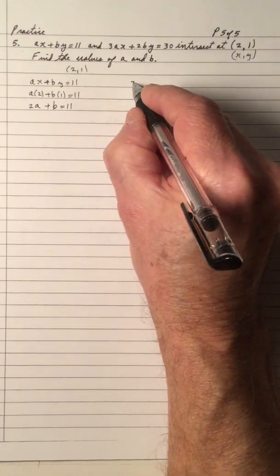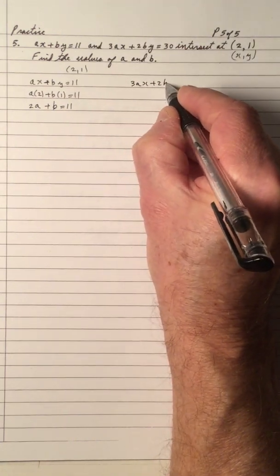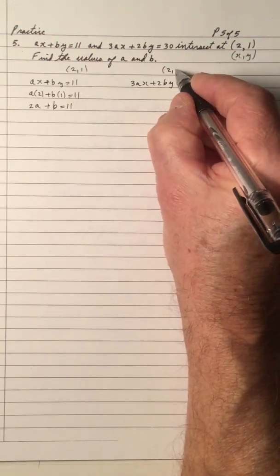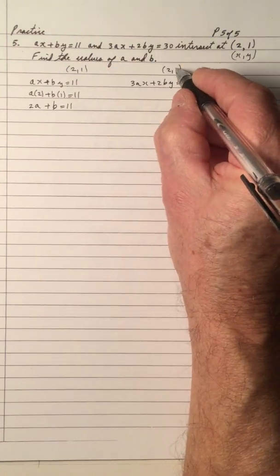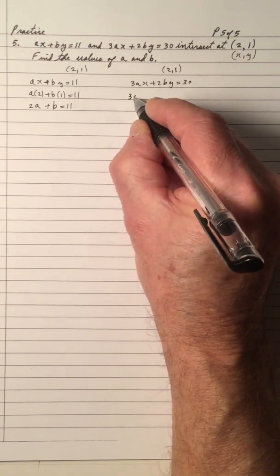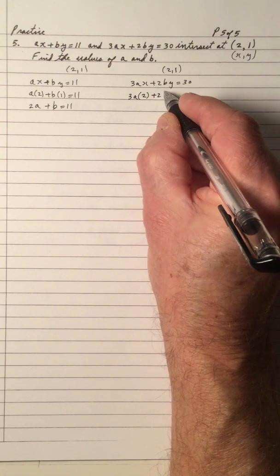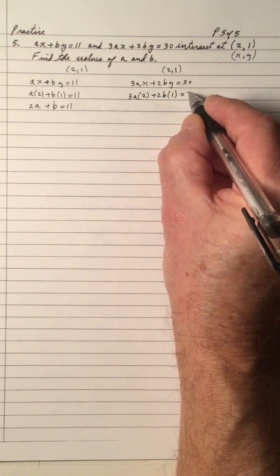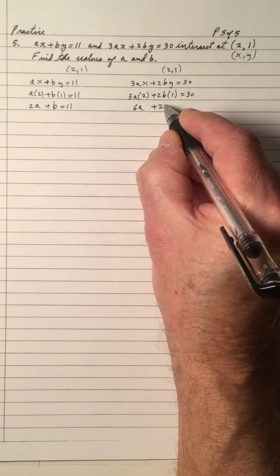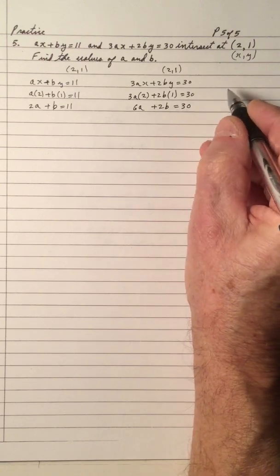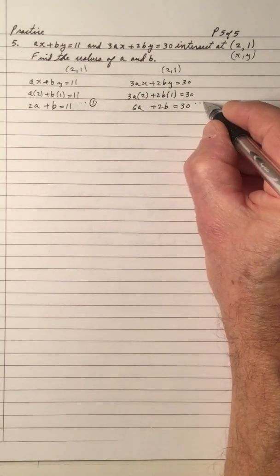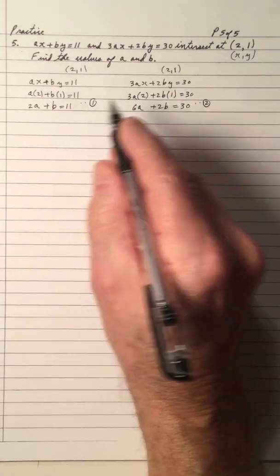If you take the second equation, which is 3ax plus 2by equals 30, and you also sub the point 2, 1 in, because both lines are intersecting at this point, both will make the equation true. So it's 3a times 2, and y is 1. So we're subbing that point in for x and y. That gives us 6a plus 2b equals 30. If you call this equation 1 and this equation 2, those are the equations we're going to solve to get a and b.